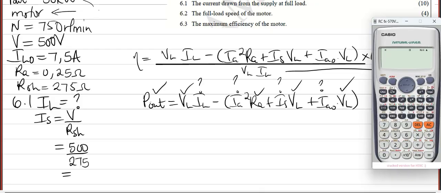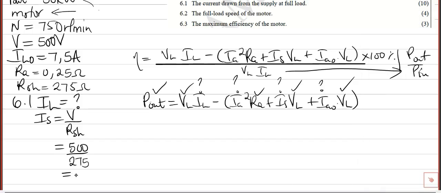So this is going to be 500 divided by 275. Let's check. We have 1,818 amps. So I shunt, we found it. So we found our I shunt.